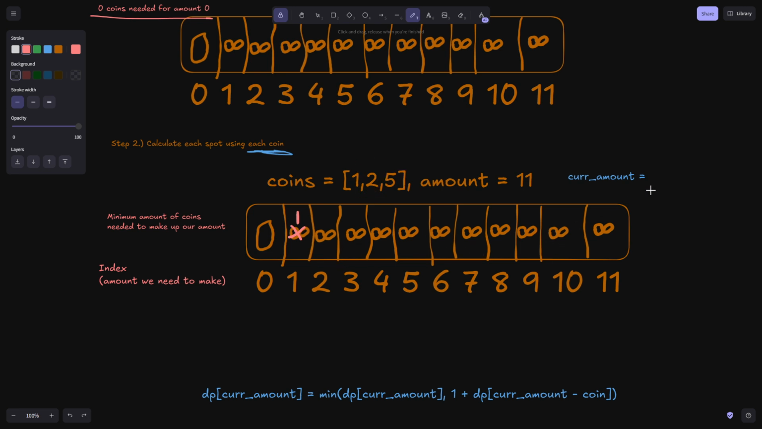So now we're going to go to dp of 2. The current amount is 2, and we're going to subtract 1. Here we're going to have infinity. We're going to do 1 plus dp of the current amount minus coin. So that gives us dp of 1, and the dp of 1 is 1. So we do 1 plus 1, that's 2. 2 is smaller than infinity, so the dp at 2 is 2. Okay.